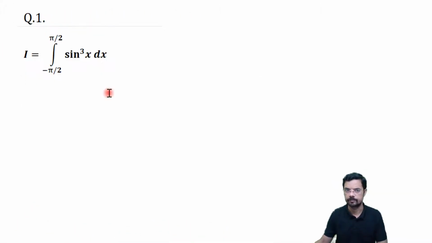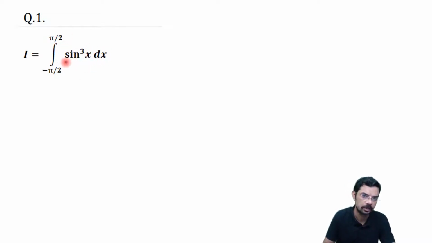Now let us solve some problems using this property. First question: I equal to the integral from minus pi by 2 to pi by 2 of sine cube x dx. Here we will check whether the given function is even or odd. If it is odd, we'll directly put the value as 0. Otherwise, we'll do the calculations. So let us check.